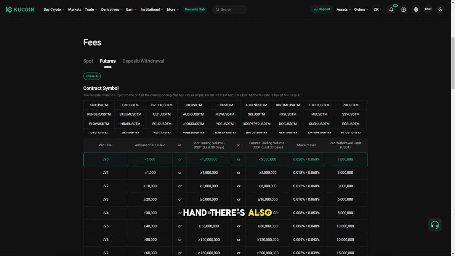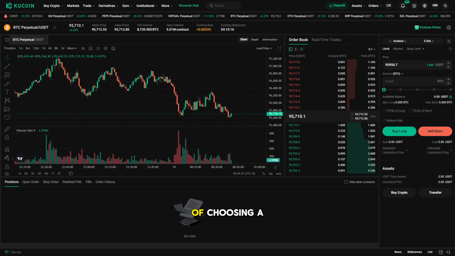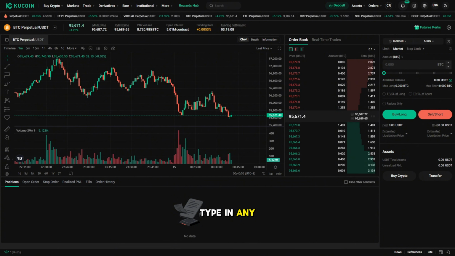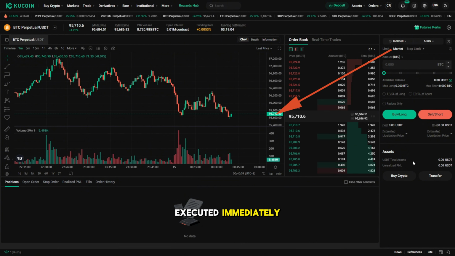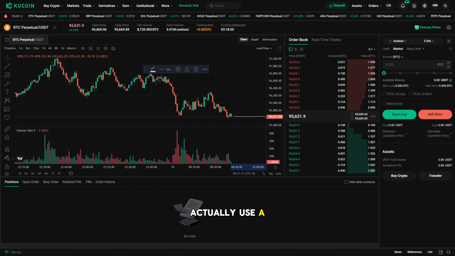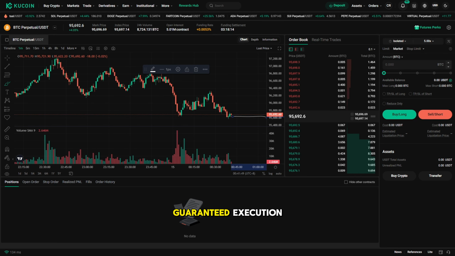On the other hand, there's also the taker fee, which is a little bit higher at 0.06%. And this fee will always happen if you're using a market order. So if instead of choosing a limit order right here, you choose a market order, then you cannot type in any price because then the order will be executed immediately at the current market price right now. Most of the time, I actually use a market order. The downside is that the fee is a little bit higher, although it's still pretty low. But of course, the good thing about it is that you will have a guaranteed execution immediately at the current market price.